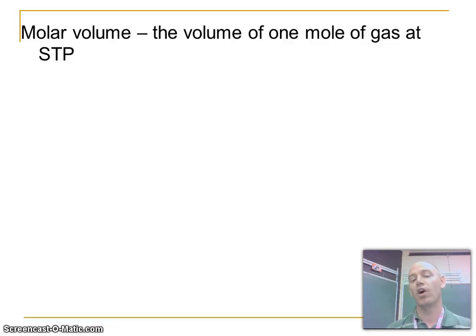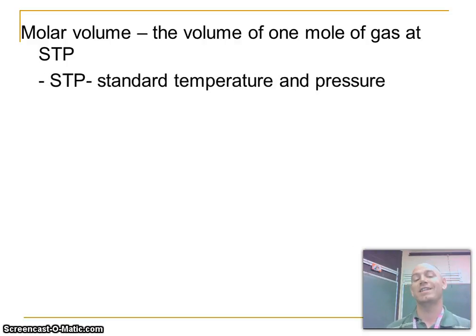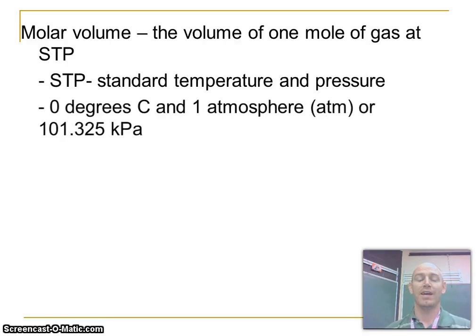Molar volume is the volume of 1 mole of gas at STP. STP stands for standard temperature and pressure, and is 0 degrees Celsius and 1 atmosphere, or 101.325 kilopascals of pressure. So standard temperature, 0 degrees Celsius. Standard pressure, 1 atmosphere of pressure, which is pretty much equal to the pressure of the atmosphere pushing down on us at sea level.